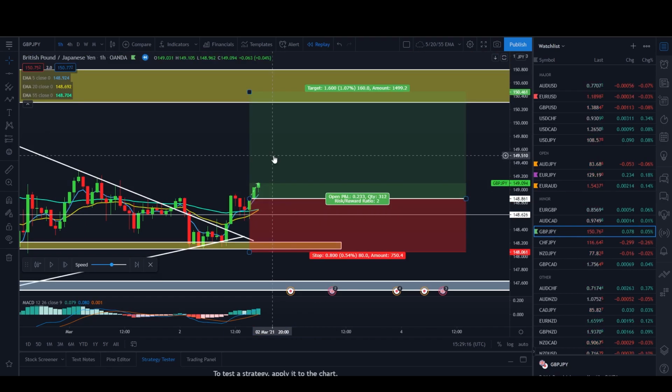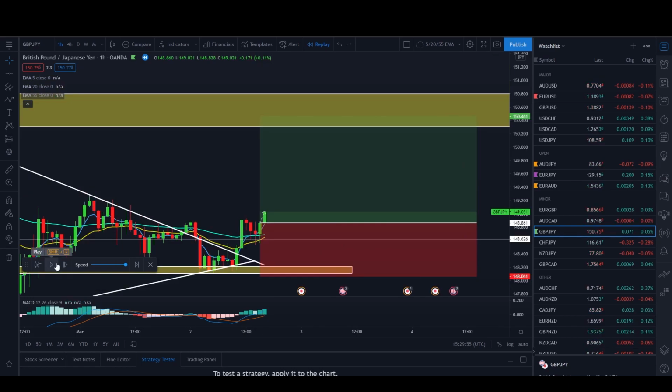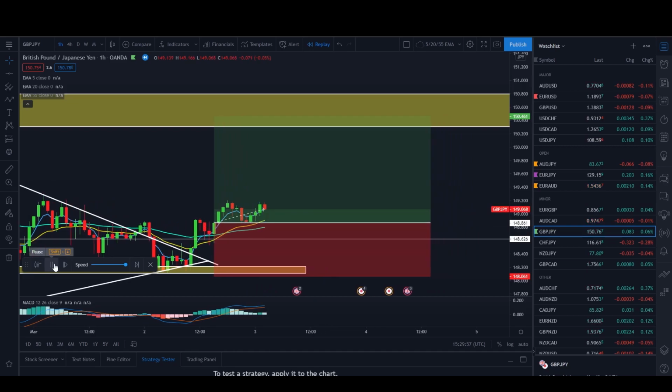Of course, we would be taking the trade into portion size. Once the TP1 is reached, we would be moving our stop loss to entry or near it to manage the risk. And let's turn the replay tool on and see how the trade basically went.